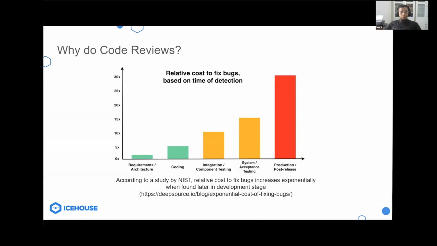Let's take a look at the graph to understand why the cost increases exponentially. To make it simpler, we're breaking down development stages here into three: coding stage displayed in green bars, testing stage in yellow, and production stage in red. At the coding stage here, the developers are still writing the code, so it's much easier for them to detect issues and fix them immediately since the code is still fresh in mind.